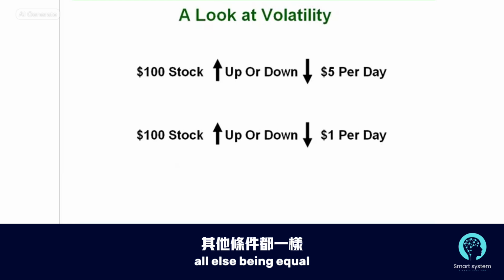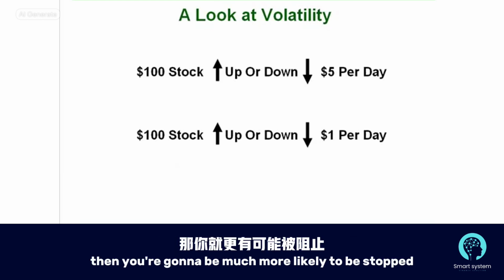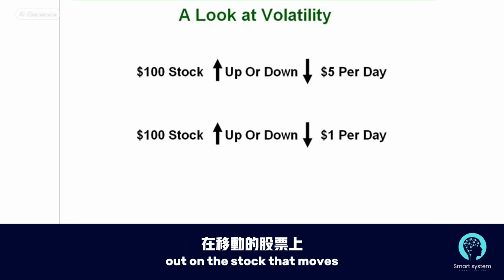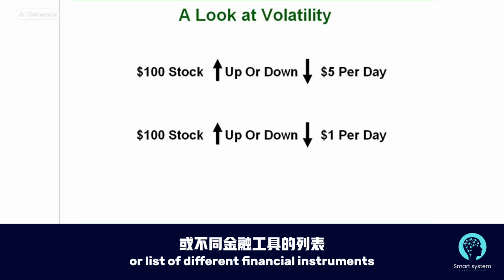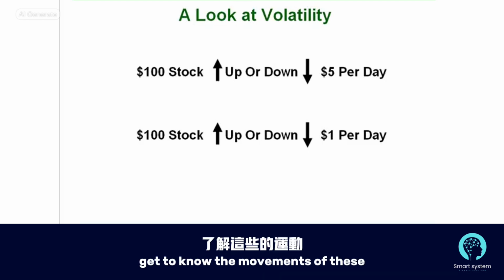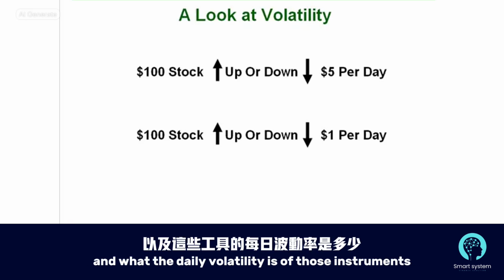All else being equal, if you put a $5 stop on both of these stocks, then you're going to be much more likely to be stopped out on the stock that moves on average $5 a day than you are on the stock that moves on average $1 per day. I've seen successful traders who follow a list of securities or financial instruments that they trade get to know the movements of these instruments well enough that they have a good feel for what the daily range is and what the daily volatility is of those instruments.